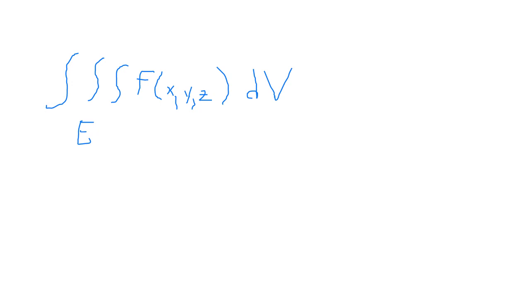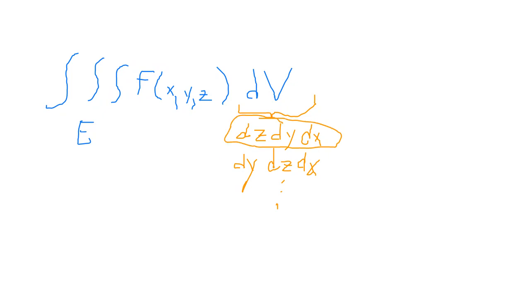Now, dV, again, in section 12.7, you're used to dz dy dx. Or you could do, for instance, dy dz dx. There are 6 different orders, and one order is usually easier than the other, depending on how the solid is oriented.